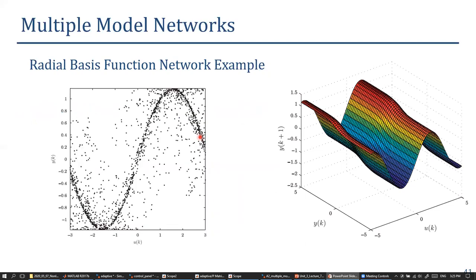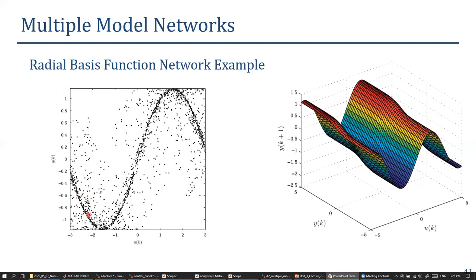So what we do now, we collect some data. We excite the system across the entire operating region, right? And we collect the data, and the data points are represented here in the operating space. So this is UK, YK and UK, right? Is our operating space.